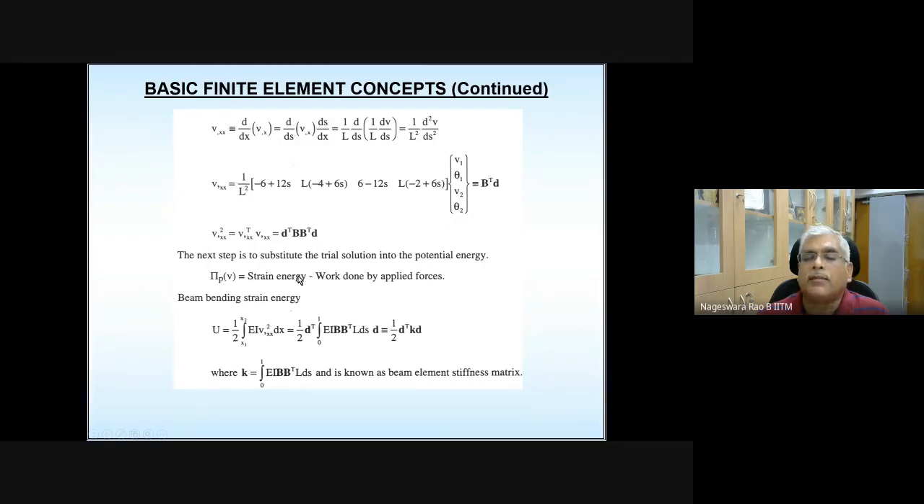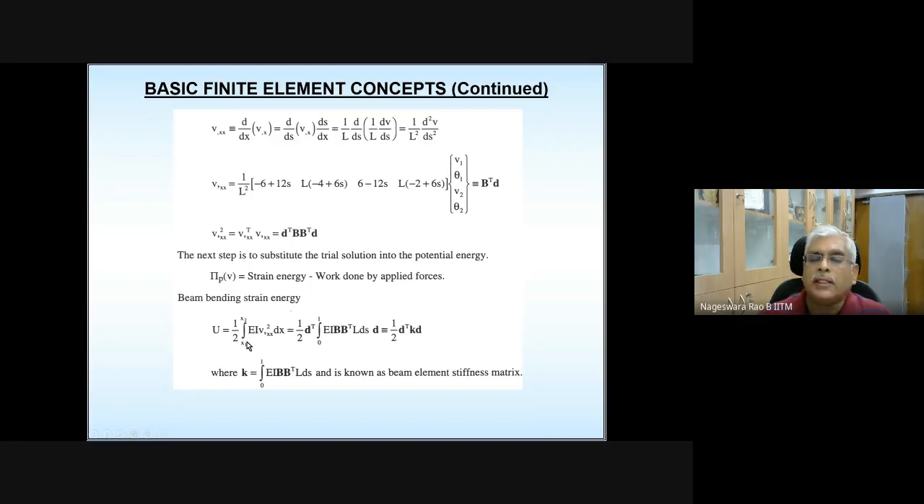And plug in all this information. Wherever v is there, replace with n transpose d. Wherever square of second derivative of v is there, you replace that with d transpose b, b transpose d. And if you do all that, you get this equation. And for each of the terms, when you substitute these approximations, how it becomes is shown here.